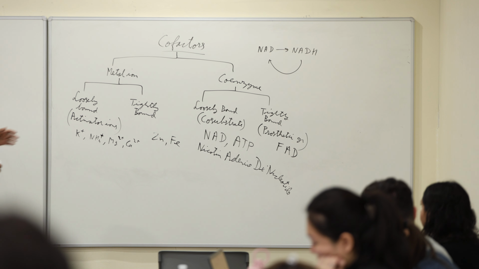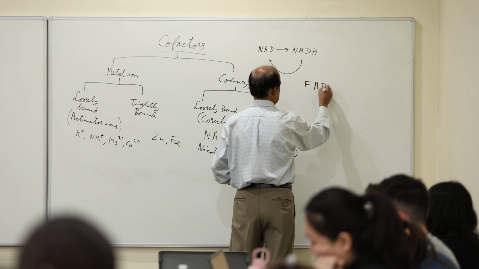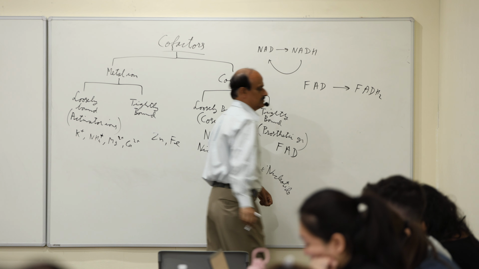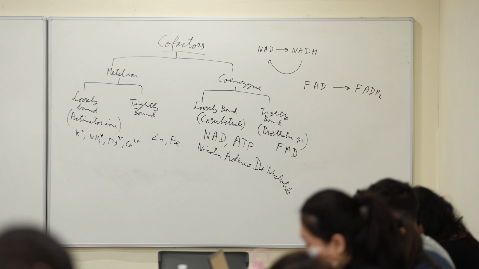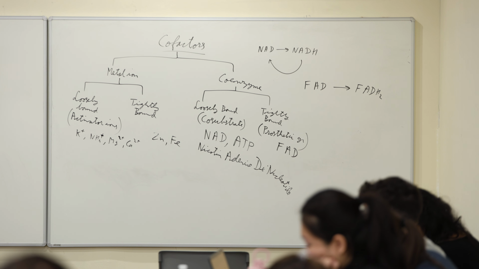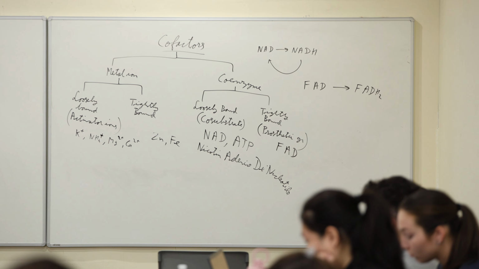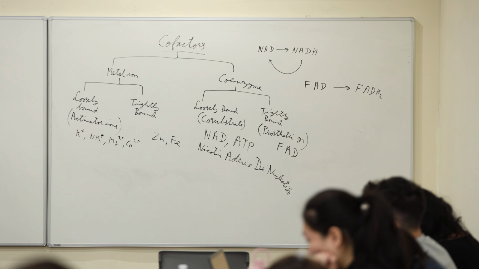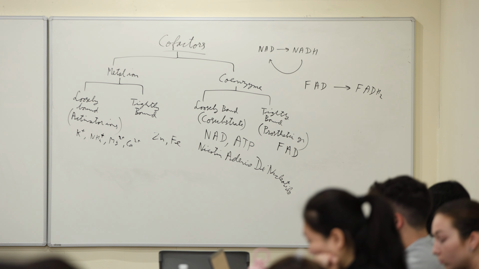Whereas the tightly bound ones, like FAD, is also an oxidizing agent. And it is reduced to FADH2. And this cannot leave the enzyme. That's what the structure of the molecule is. It is tightly bound to the enzyme, it stays there, and so it has to get converted back to FAD by the same enzyme. It is not leaving the enzyme, and only when it is converted back to FAD then it can participate in another round of reaction.